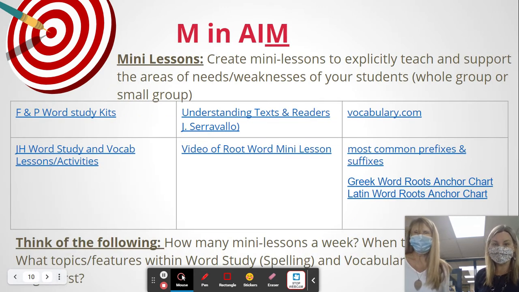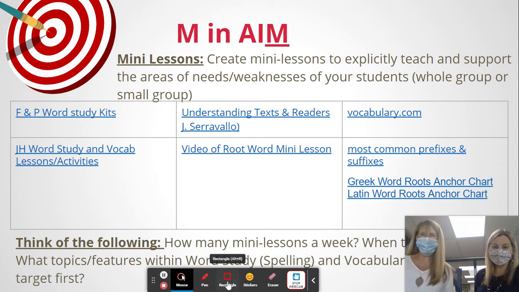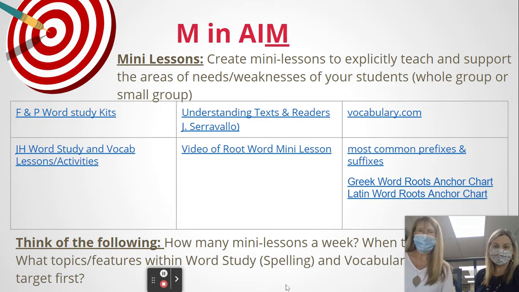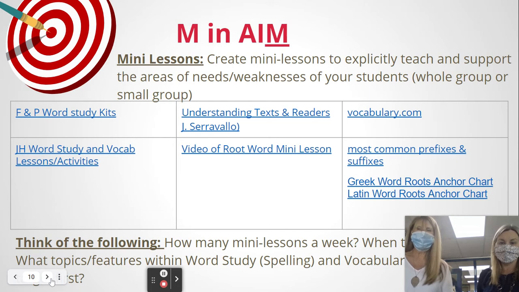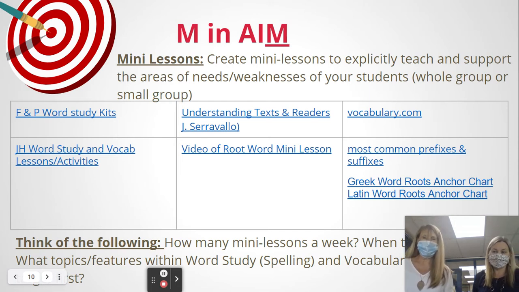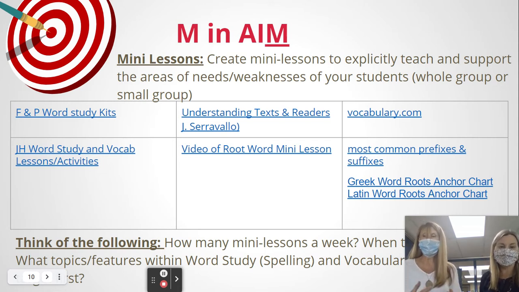And the M. So here are the mini lessons. We've linked here for you access to different research on how to attack those areas of study. So we've got F&P word study kits, as well as some links to Cerevello work that helps you focus on that word study. Think about, as you're doing this, how many mini lessons per week would you do? And how do these link to your reading and writing lesson plans?